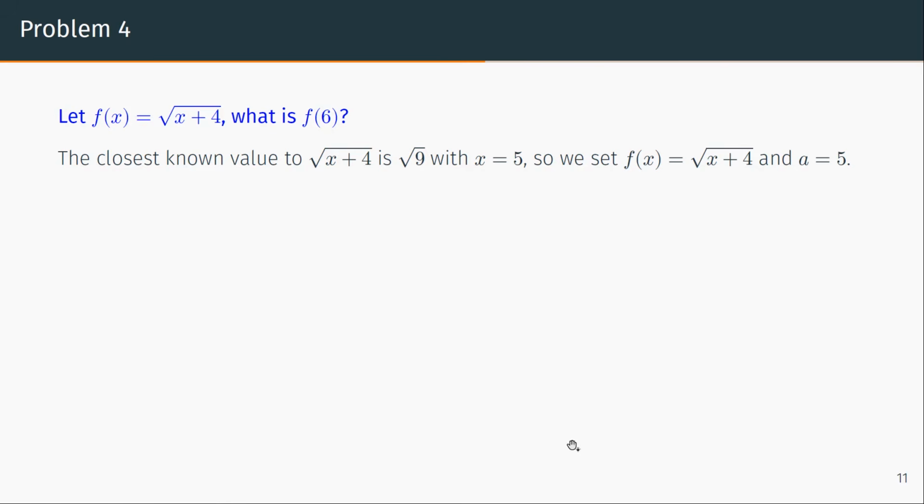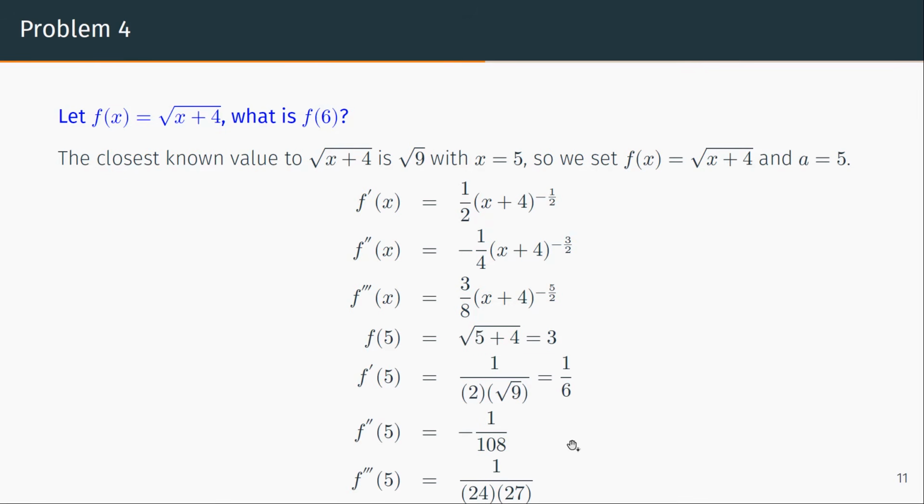We put a equal to 5. Now instead of just f prime of x, we also need higher order derivative terms. So let's compute the approximation up to third order. These are the three terms that we would be needing, and then we replace x by a, and these are the terms that we would be putting in the formula.